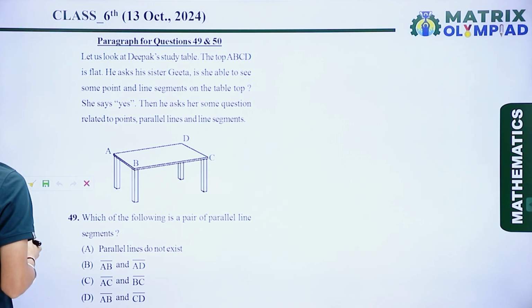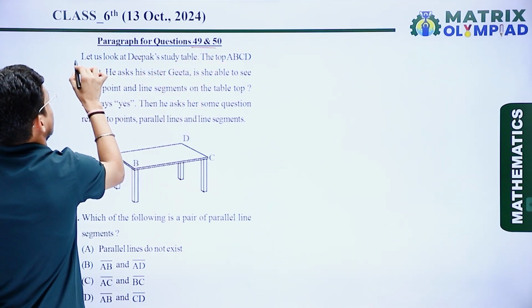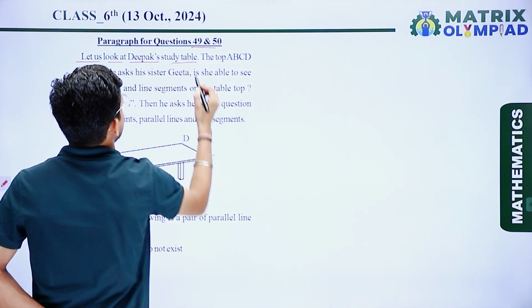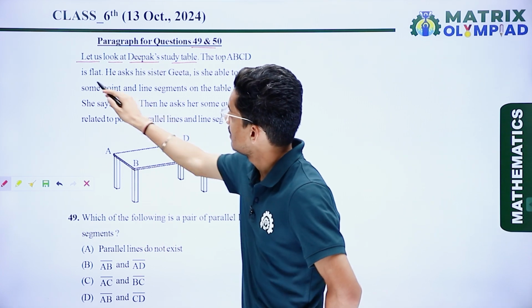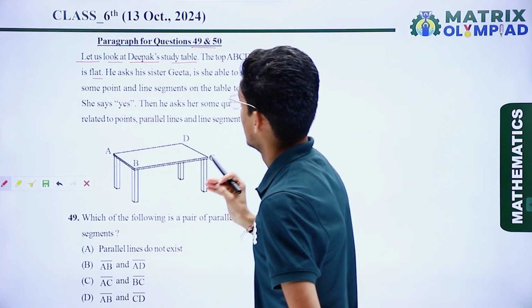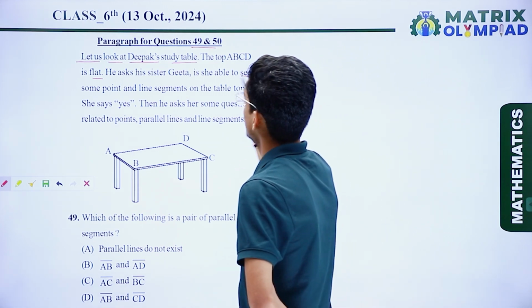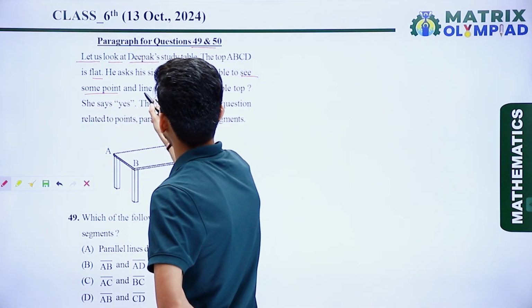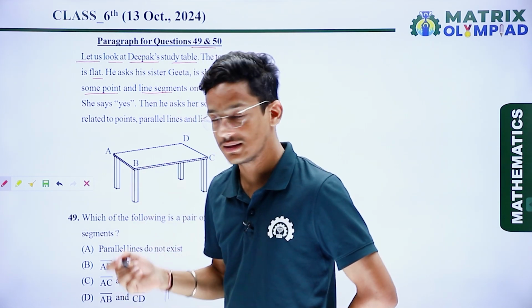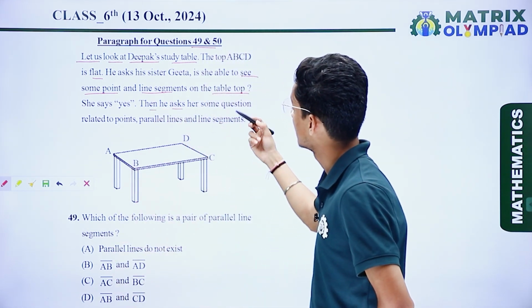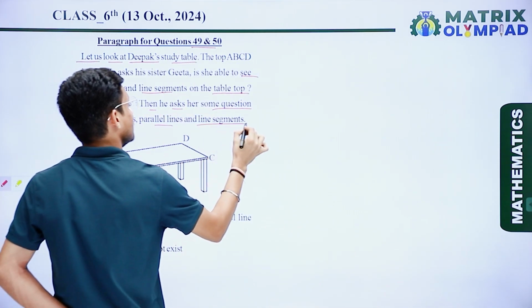Now if I talk about the next question, that is again based on a paragraph. Let's look at Deepak's study table. The table top A, B, C, D is flat. He asked his sister Geeta, is she able to see some point and line segment on the table top? She says yes. Then he asked her some questions related to point, parallel lines and line segments.